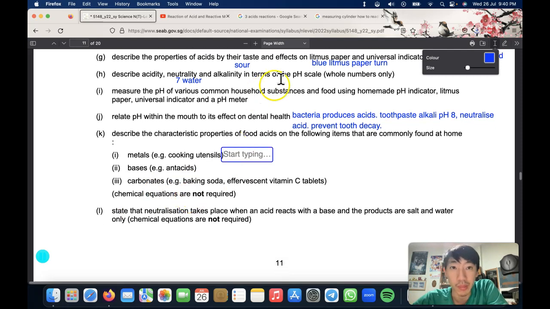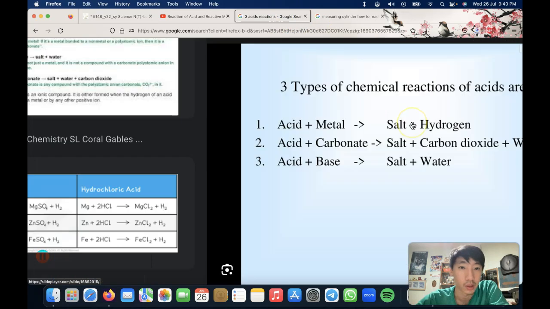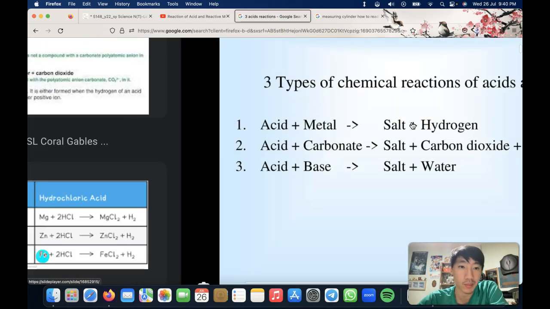Okay, so what do I mean by this? Let's do a quick picture over here. When you have acid plus metal, any metal, like for example iron, copper, or even more reactive metals like magnesium, then you will actually get a chemical reaction where you produce this thing known as a salt.